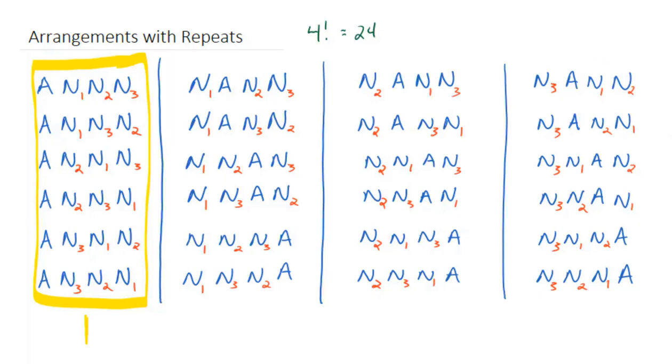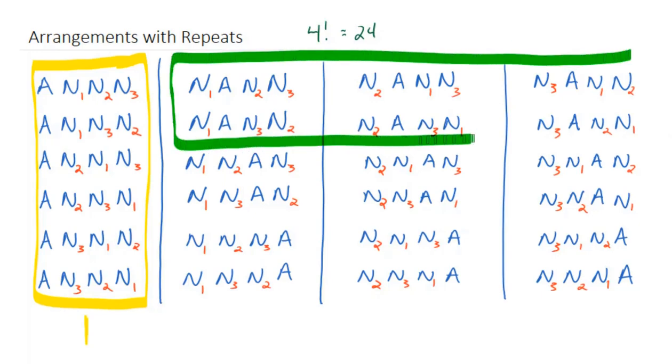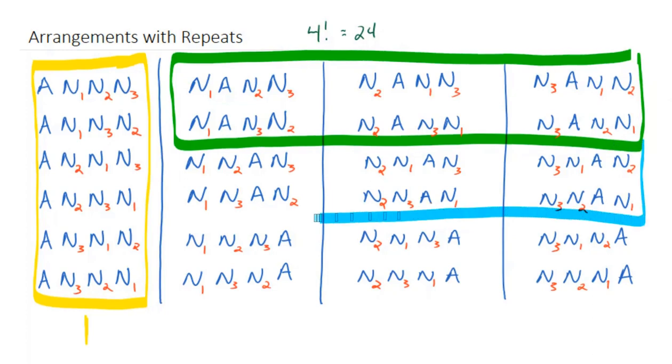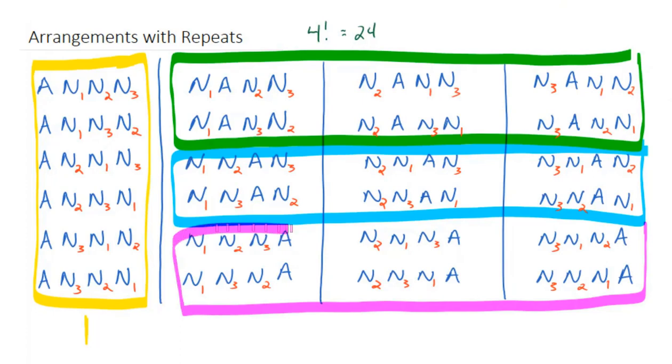It's not all in a column, but if you look here, all of these are the ones that follow the pattern NAN N. The next little section here, these are all the ones that follow the pattern NNAN, and then this last section follows the pattern NNNA. So we definitely see a pattern in here.